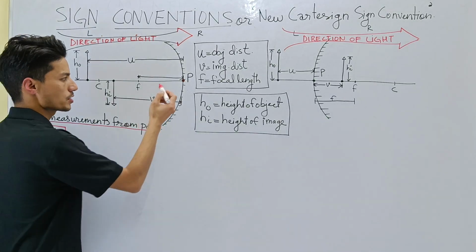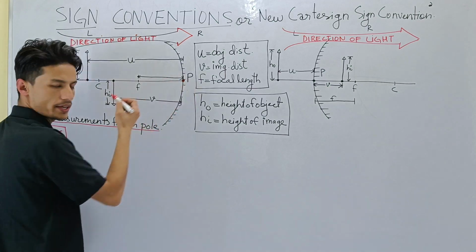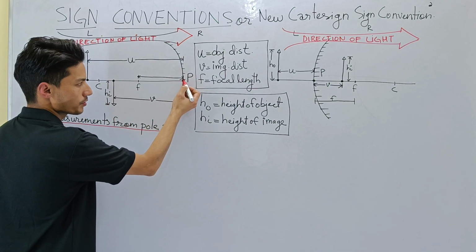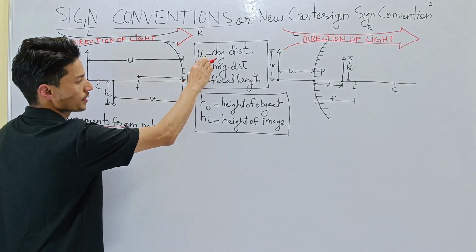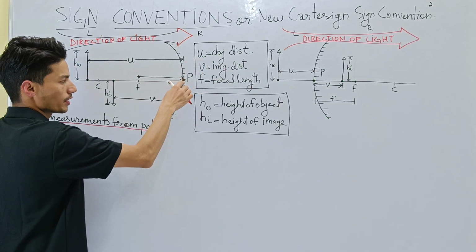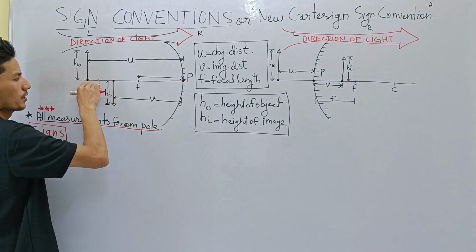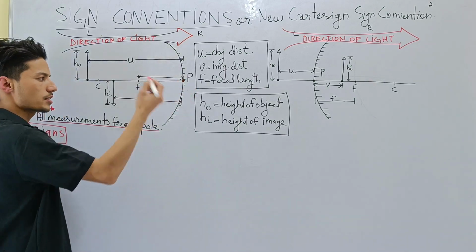So let us be here. Every time we have to measure anything, we should start from here. I repeat again, every time we have to measure anything, we have to start from here. So we are here, and we are going to measure the object distance. We will start walking from here all the way to the object, which is this point.